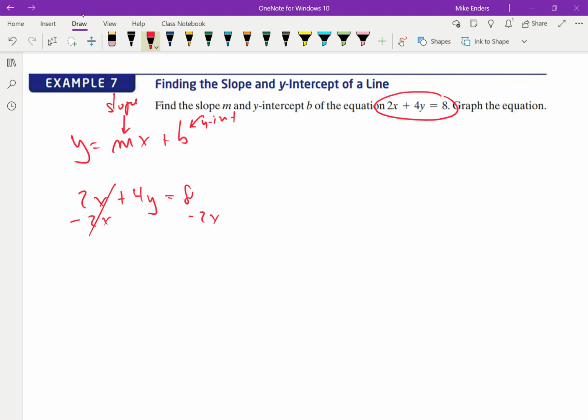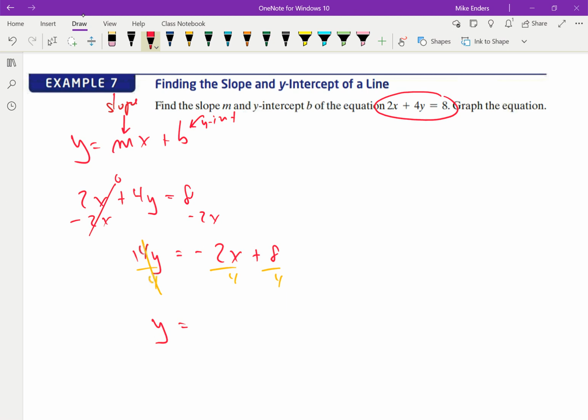So on the left side, 2x minus 2x is 0x. 0x is 0. So 0 plus 4y is just 4y. And then for the sake of argument, I'm going to put the minus 2x listed first. That way it matches more my format. Then to get the 4 by itself, I've got to divide by 4. I'm going to divide every term by 4. That way the 4's cancel on the left side. 4 divided by 4 is 1. So we have 1y, but 1y is just y.